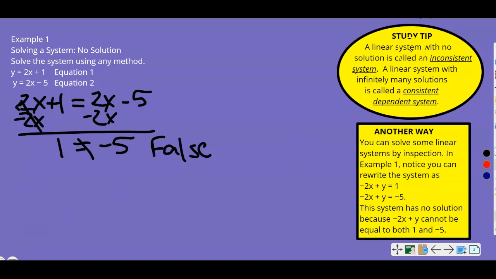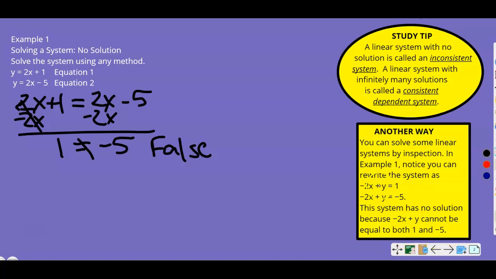A study tip: a linear system with no solution is called an inconsistent system. A linear system with infinitely many solutions is called a consistent or dependent system. You can solve some linear equations by inspection. In example 1, notice you can rewrite the system in standard form. This system has no solutions because negative 2x plus y cannot be equal to both 1 and negative 5.